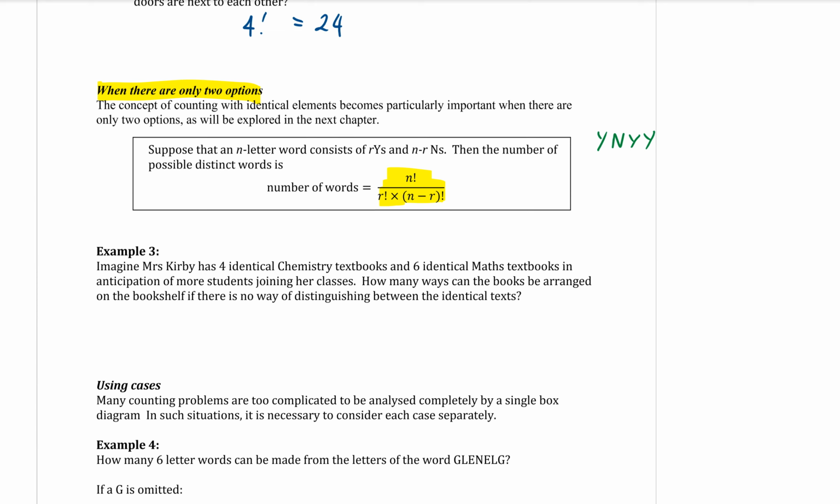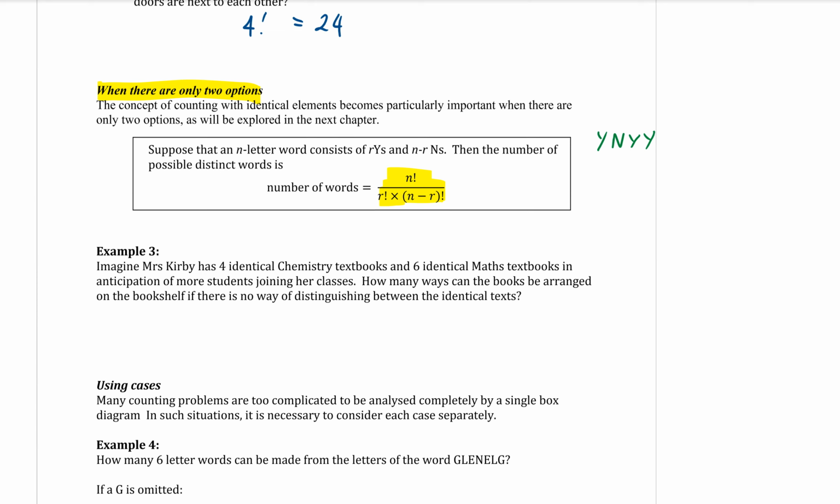All right, so imagine that Mrs. Kirby, because I think she made up this question a few years back, has 4 identical chemistry booklets and 6 identical maths textbooks in anticipation of more students joining her class. In how many ways can the books be arranged on the bookshelf if there is no way of distinguishing between the identical texts?